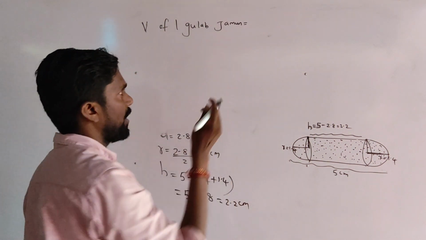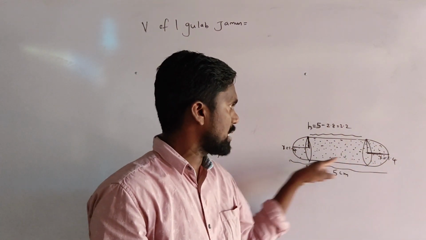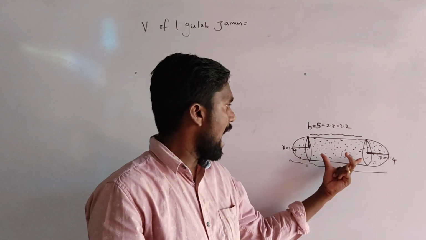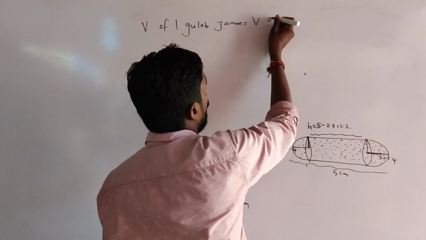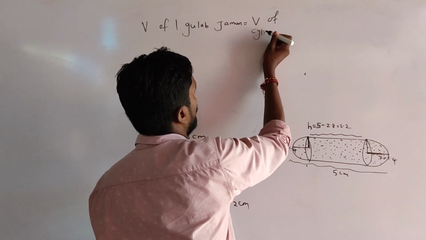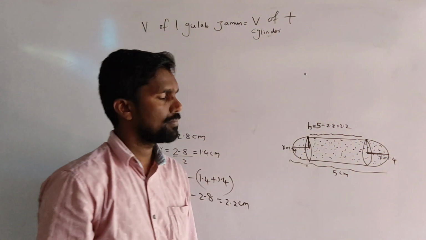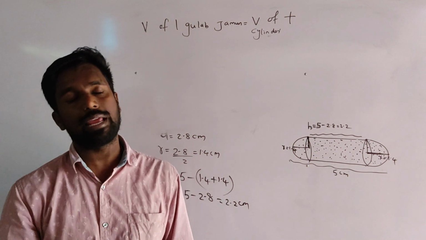It's very easy to find the volume of 1 gulab jamun. This is a gulab jamun, so you have to find the volume of 2 hemispheres and the volume of a cylinder. That is equal to the volume of the cylinder plus 2 into the volume of a hemisphere. That you can write two ways.